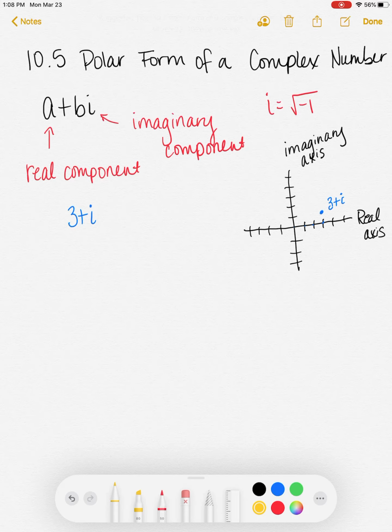All right, let's try another one. Let's go to yellow. Let's do -2 plus 2i. So our real number is -2. That means we go to the left 2. And the imaginary component is positive 2. So we're going to go up 2, and this right here is -2 plus 2i.